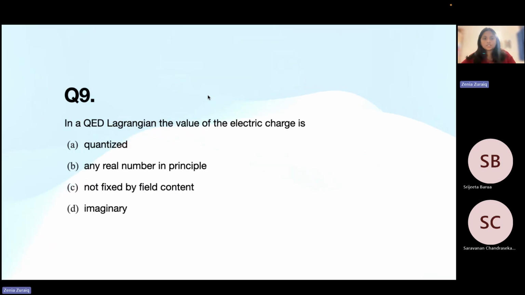Okay, good. Next question. In the QED Lagrangian, the value of the electric charge is... Okay, someone says B.